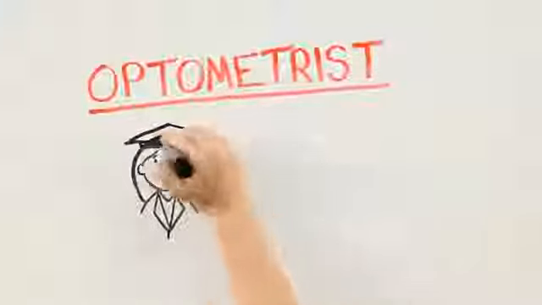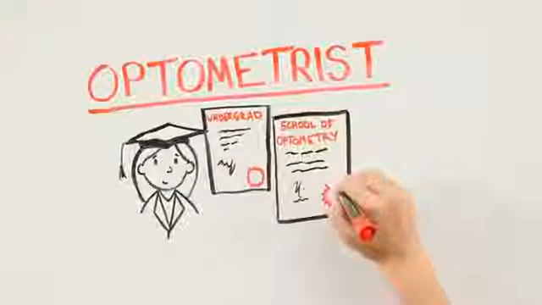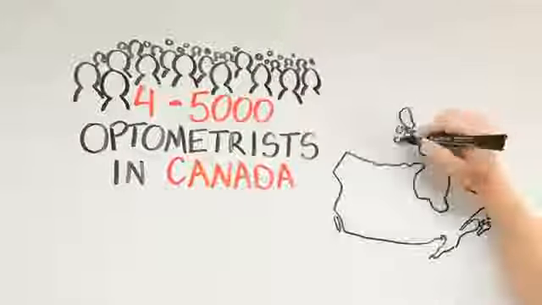An optometrist typically does an undergraduate degree and then goes to a school of optometry for 4 years. There are about 4,000 to 5,000 optometrists in Canada.